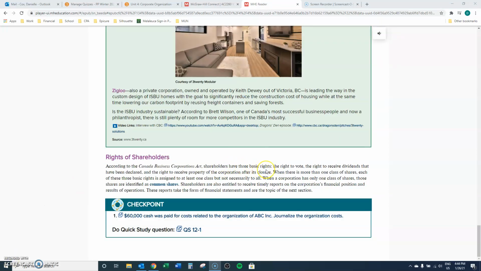Shareholders here have three basic rights. So shareholders have the right to vote, the right to receive dividends once they've been declared, and the right to receive property of the corporation after its closure. So if a corporation shuts down, after everything has been paid, they get to receive property of the corporation. And something else to be aware of is when a corporation has only one class of shares, those shares are called common shares. We're going to look at common and preferred, but if there's only one class of shares, it has to be common. Okay, we'll move on to the next section.